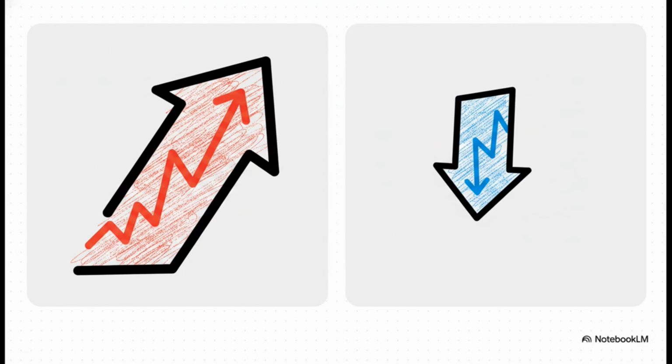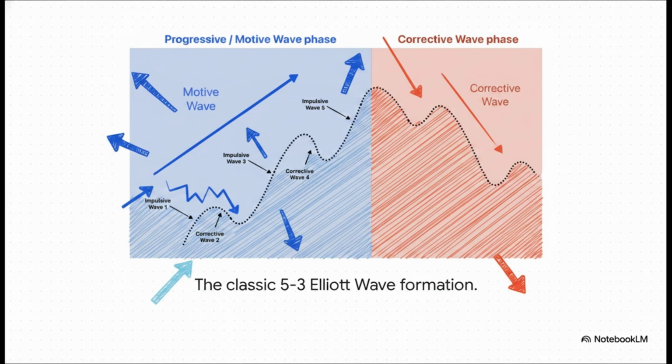Now, the absolutely crucial thing to grasp here is that this language has 2 distinct phases. First, you got your motive waves. That's an aggressive 5-wave sequence that actively pushes the trend forward. And then you have corrective waves. That's a 3-wave sequence that pulls it back, giving the market a natural pause, a breather, before the main trend kicks back in. And this brilliantly illustrates that classic 5-3 rhythmic pattern in action.